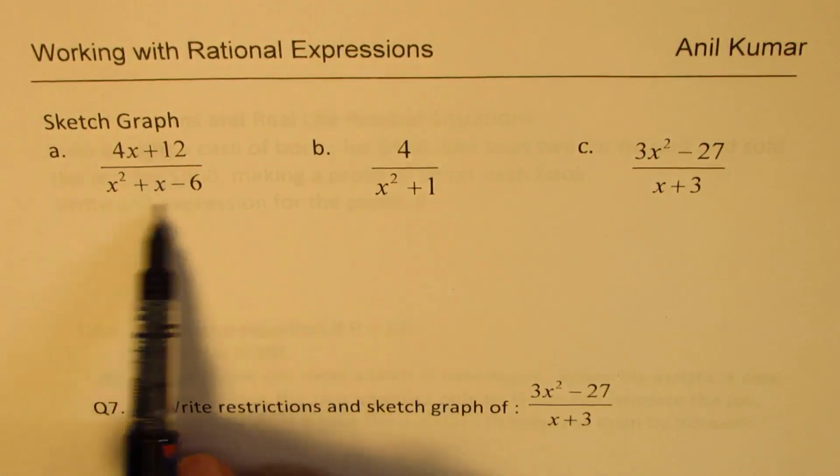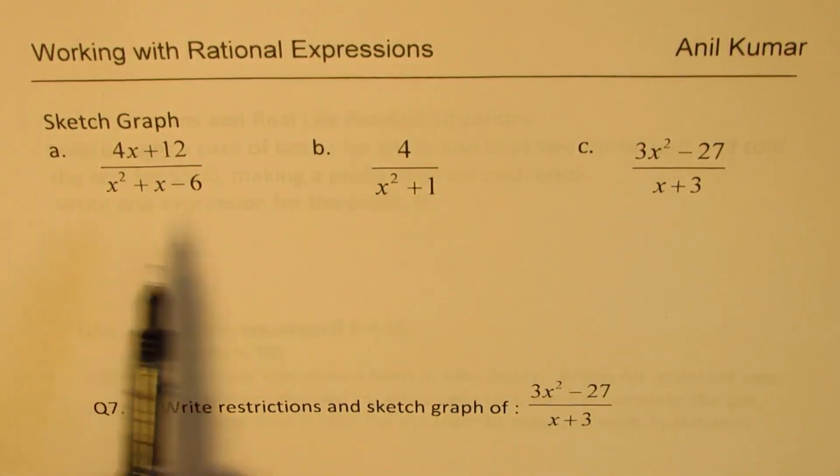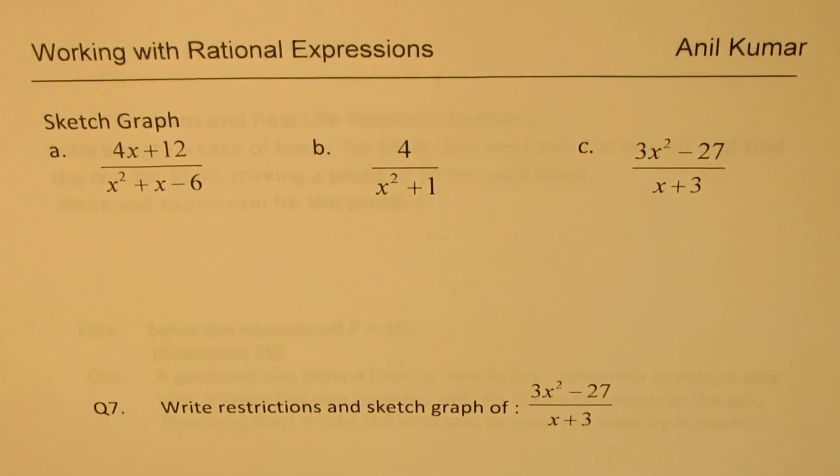Now, with fresh mind, let's see how to sketch rational expressions, and then we'll later see some word problems. The question here is to sketch these three graphs. So I have selected the examples so that you get a variety. We'll see about the holes, asymptotes, and at times rational functions may not have any restriction in their domain, right? So those are the things which we'll see while sketching the graphs.